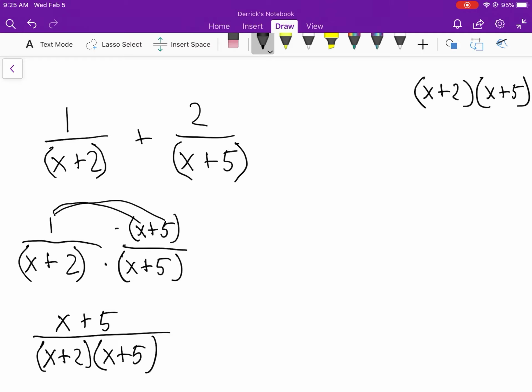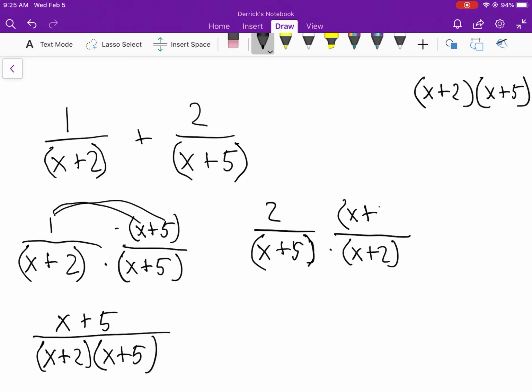Looking at my second fraction, we have 2 over x plus 5. So, we've got the x plus 5 quantity that we want. What we're missing is the x plus 2. So, I need to multiply by the quantity x plus 2 on top and bottom. Now, in the earlier fraction, if you didn't realize we should be distributing, you would have gotten away with it anyways because 1 times anything is itself.